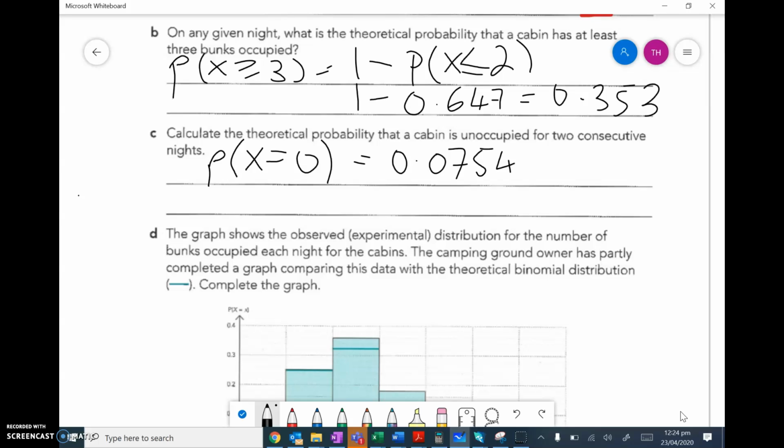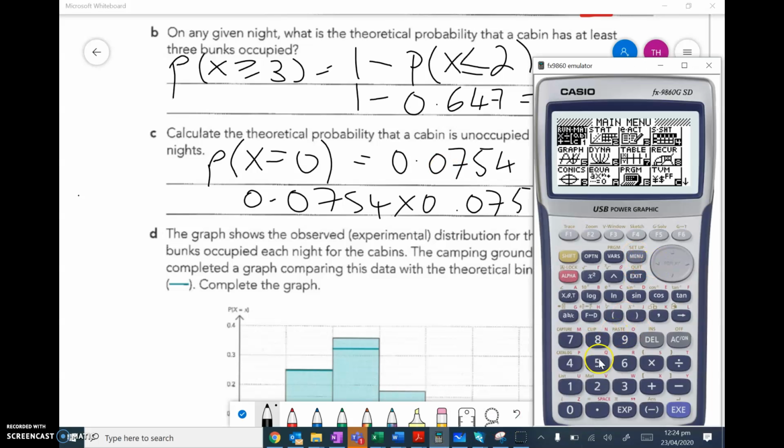Now, this is saying for 2 consecutive nights. So we multiply the probabilities together. First night is 0.0754. The second night is also 0.0754. To find the probability of 2 independent events happening together or in a row, I multiply the probabilities. So 0.0754 times 0.0754. That's the same as doing it squared. So that's what I'm going to do when I go to my calculator. So 0.0754 squared.